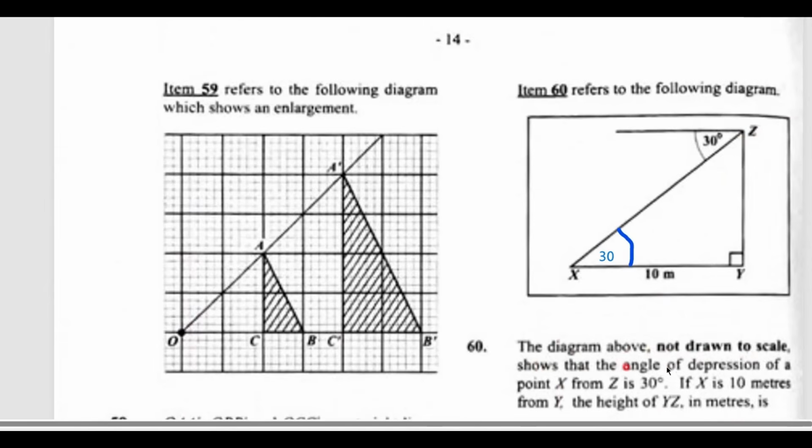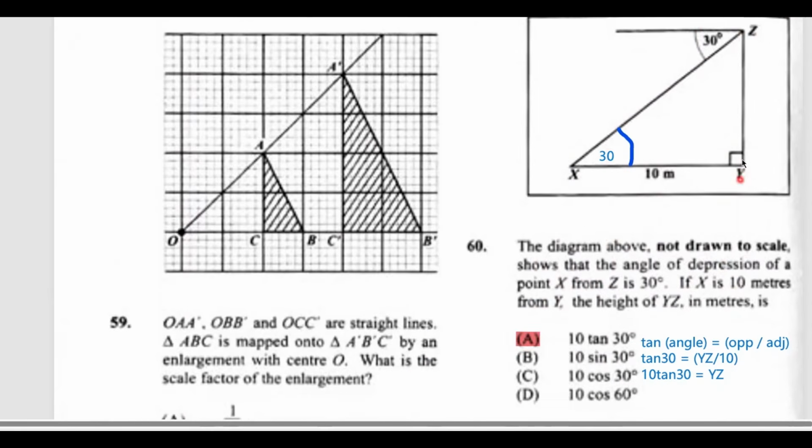And last one, we have the diagram. The diagram above, not drawn to scale, shows the angle of depression of point X from Z as 30 degrees. If X is 10 meters from Y, what's the height of YZ? Well, if here is 30, here will also be 30, alternate angles. And in turn, what can I say? Tan 30 degrees is opposite over adjacent. So tan 30 is YZ over 10. Carry the 10 across, opposite divides, multiply. 10 tan 30 is YZ, which is E.